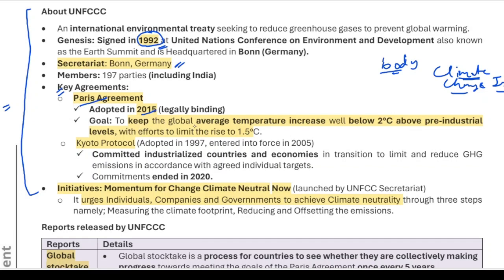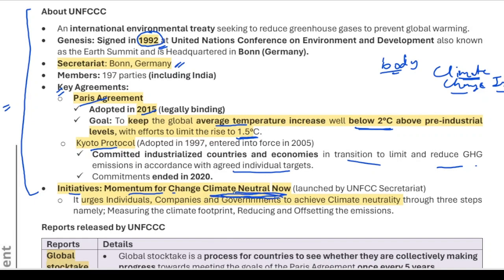Its goal is to keep the average temperature increase below 2 degrees Celsius and preferably to 1.5 degrees Celsius. Kyoto Protocol has also come under this UNFCCC. Kyoto Protocol is to limit and reduce global GHG emissions in accordance with the agreed individual targets. Okay? Now another initiative that has been launched by UNFCCC is Momentum for Change, Climate Neutral Now.